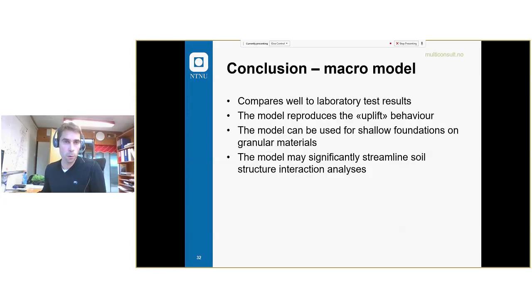So a conclusion on the macro model: it compared well to the laboratory test results, and the model was also able to reproduce uplift behavior. It means that for a certain eccentricity or a certain moment, the center of the foundation will start to lift. The model can be used for shallow foundations on granular materials. That's what it is developed for. And the model may significantly streamline soil structure interaction analysis.